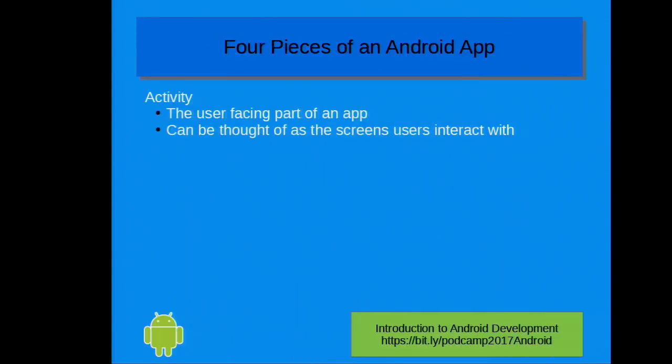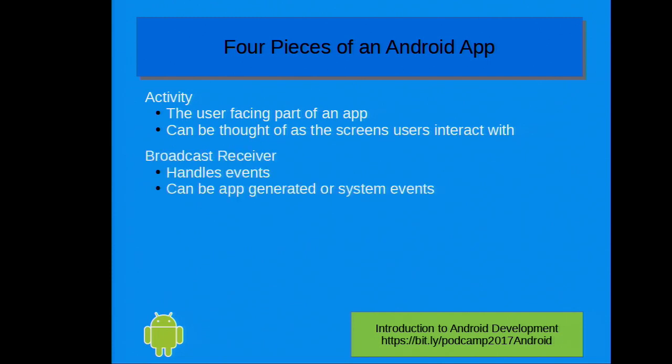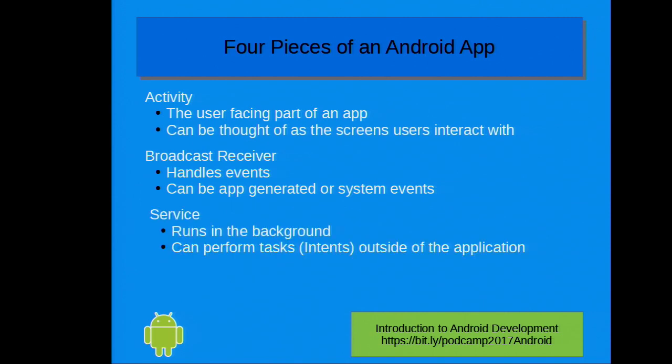The four pieces of the Android app, as I said: the activity, this is the user-facing part of the app. This is what most people think of when they think of the screens. The broadcast receiver is basically there to handle events. You can handle app-generated events or system events. Services run in the background. They can perform tasks outside of the application.